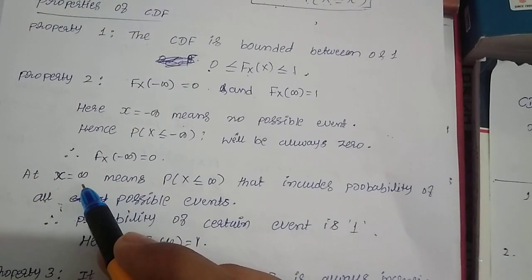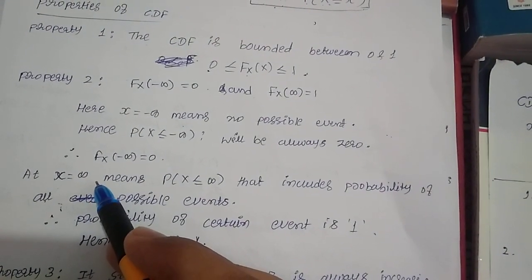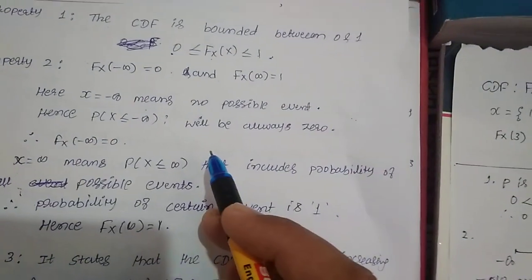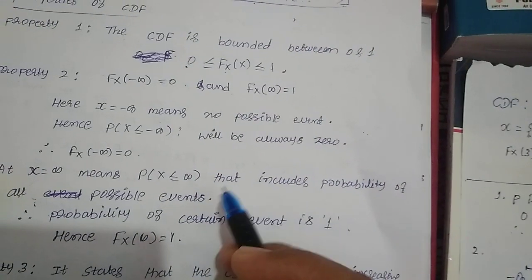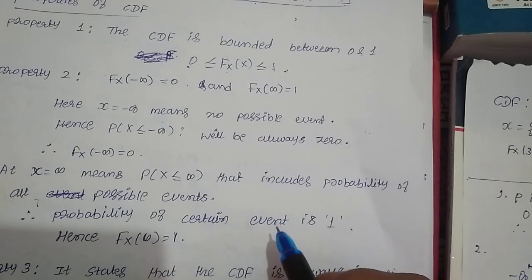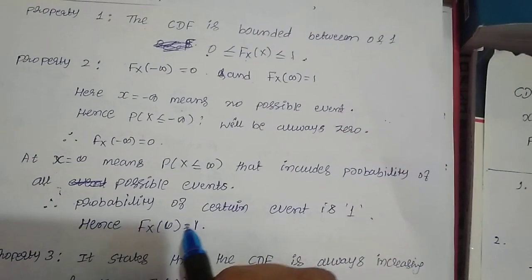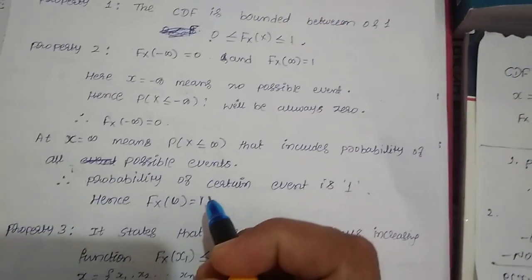Next, at x equal to infinity. Here x is the maximum value, and all the events occur. Then the probability of a certain event is always equal to 1. Hence, F_X(∞) is equal to 1.